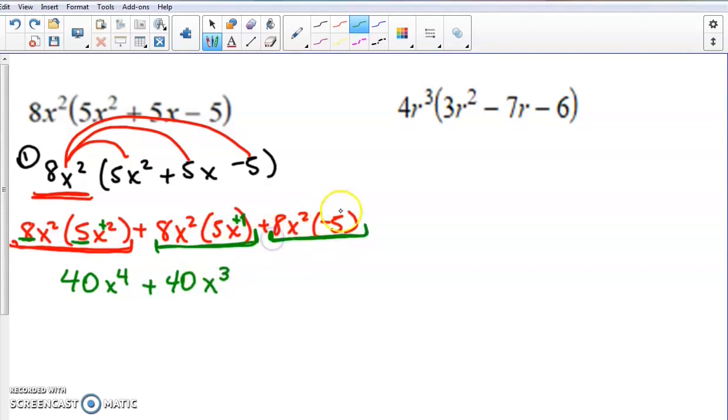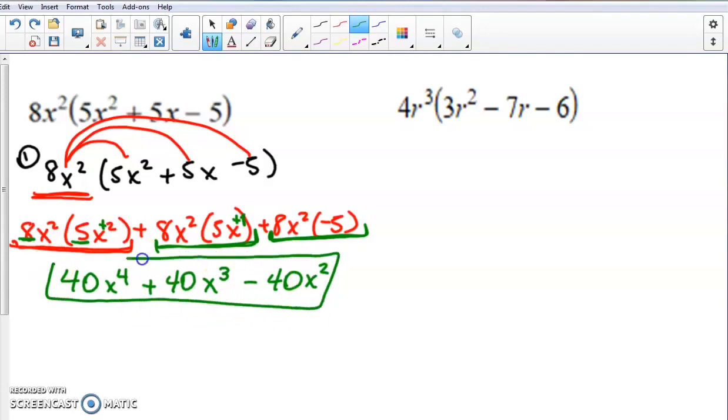And now for our last one. 8x squared times negative 5. So 8 times negative 5 is negative 40. Because he has the x squared, he just drops down because there's nobody to go with. Now we check it for like terms. So I have an x to the 4th, an x to the 3rd, an x squared. So since they're all different, that's as far as we can go. If you also notice our answer is in descending order, like we talked about last time, we have 4, 3, 2, with the highest exponents to lowest. And we're good.